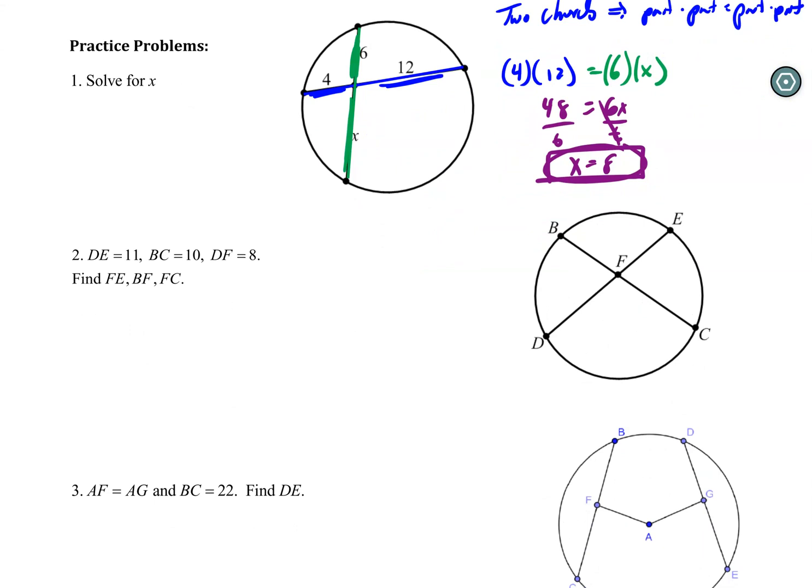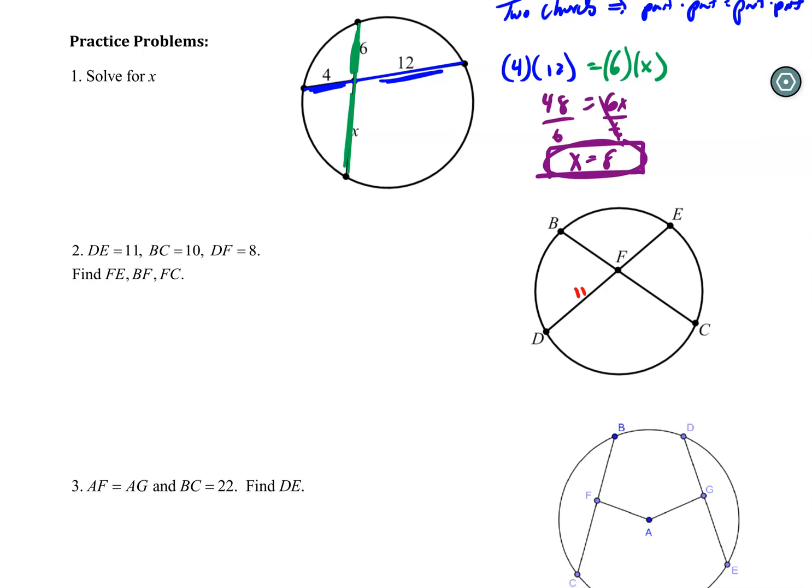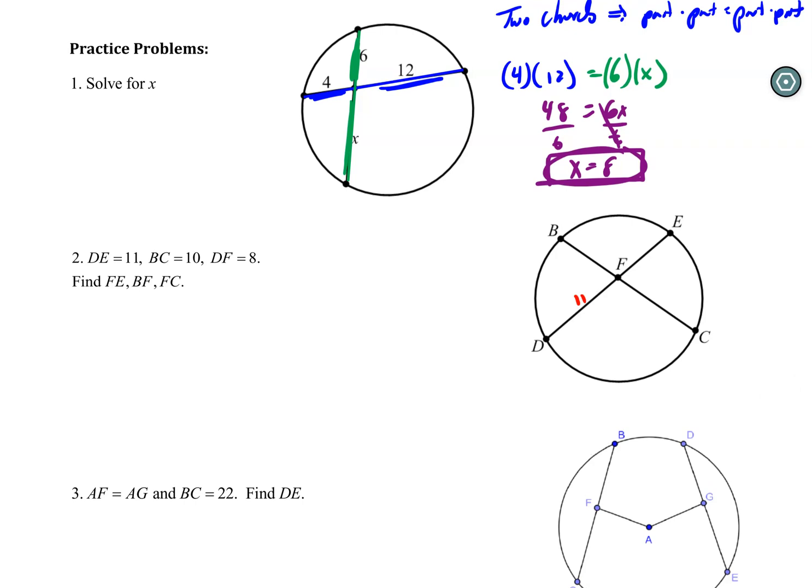So here, I've got DE is 11. BC is 10. They tell me that BC is 10 and DF is 8. So this part was 11. This was 8. So find FE, BF, FC. We've got a lot of little parts, so we've got to find them.